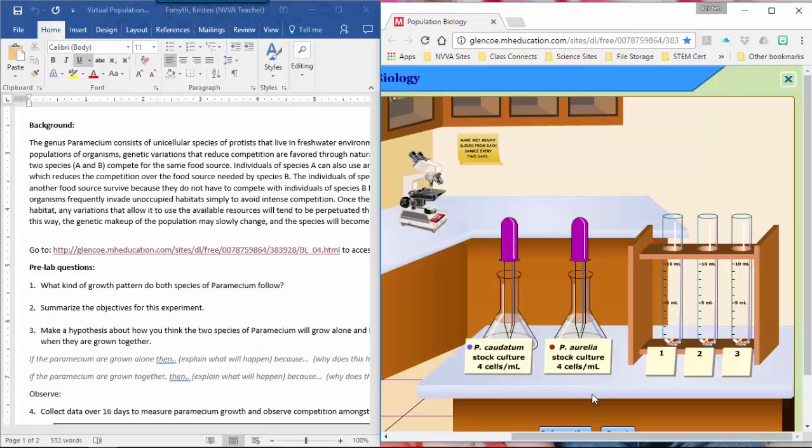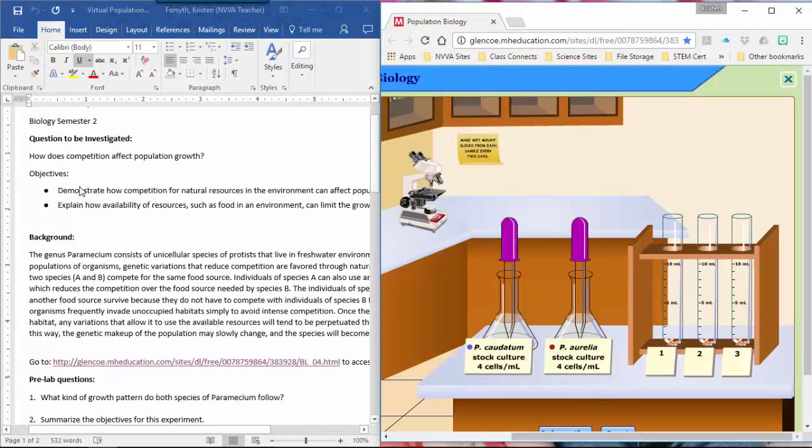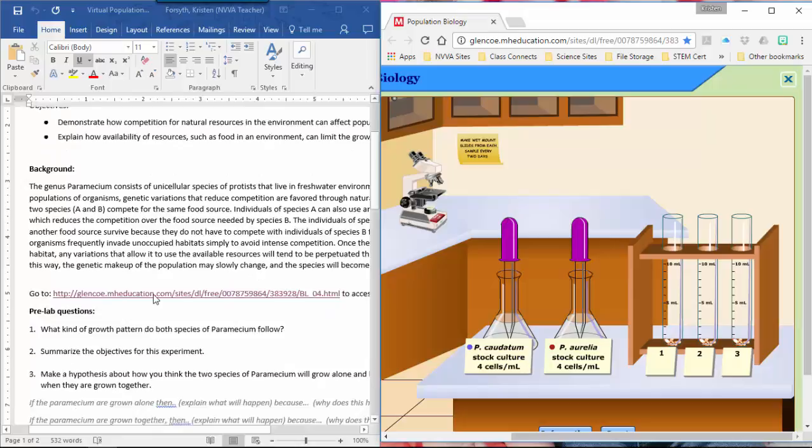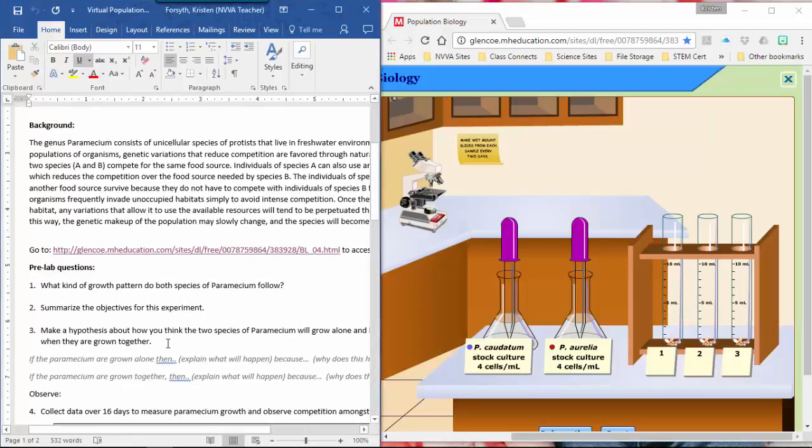Okay. The objectives you're going to summarize are up here at the top. So these are your two objectives. You just need to summarize those in your own words for number two. Number three, you're going to make a hypothesis. Right here in gray, I've already provided you with the basics for a hypothesis. All you need to do is fill in everything in the parentheses. So for example, once you know how paramecium grow, you should be able to predict what's going to happen when they grow alone versus together.